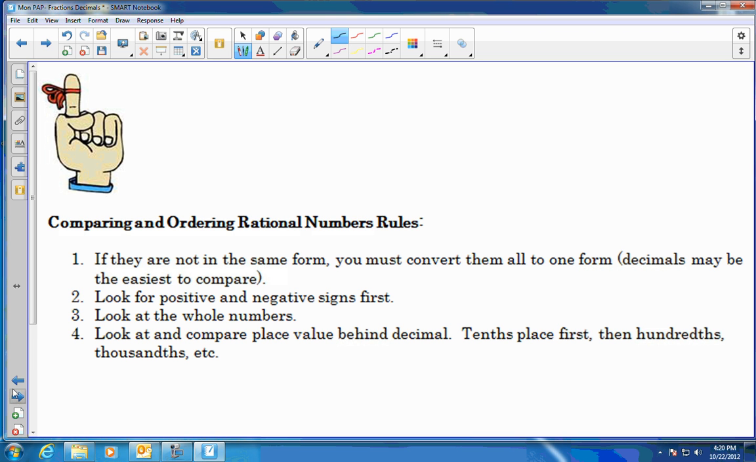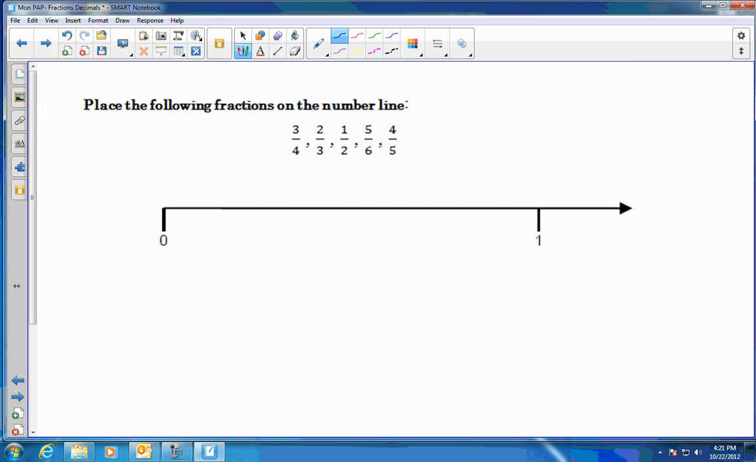So, comparing and ordering rational numbers rules. Remember, if they're not in the same form, you must convert them all to one form if you can't compare them otherwise. Decimals are usually the easiest for people to compare. Look for your positive and negative signs first, because that can help you identify without actually having to convert everything. Make sure you look at the whole number components of each number as well. And then look at and compare place value behind the decimal.